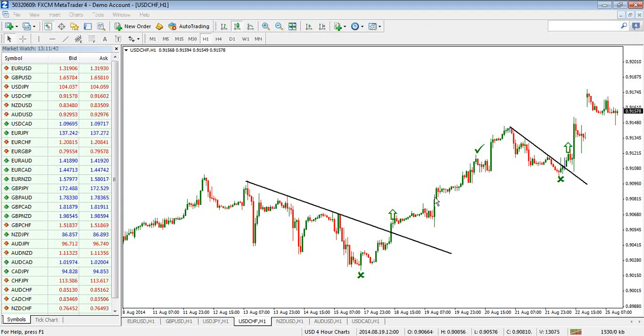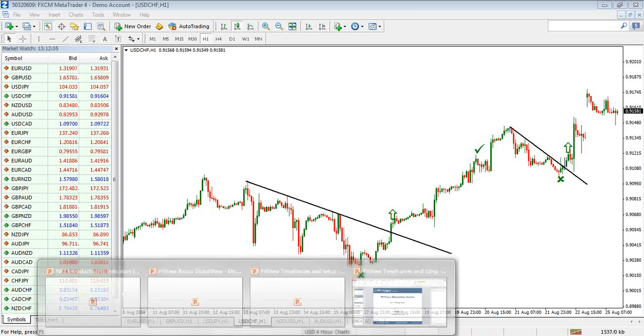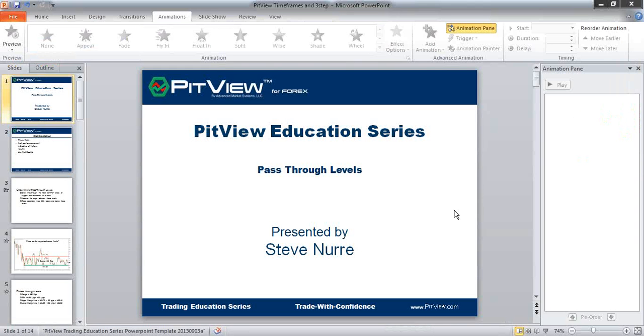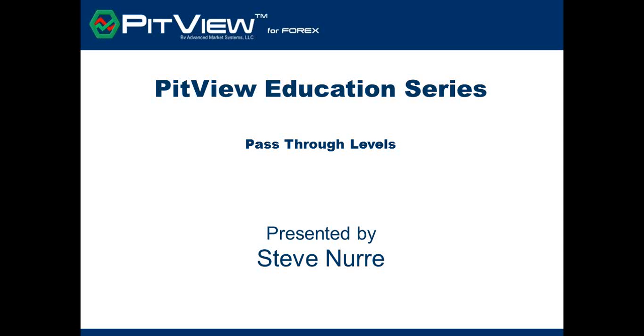So again, very simple strategy. Look for a trend line to form and look for a lonely bar to form for confirmation. Use your PitView to confirm. It can be as simple as just green and red. A lot of the purpose of what I try to go through in this intermediate style PitView class is just very simple strategies that you can utilize PitView in. So with that being said, I'm going to go ahead and pull up my PowerPoint here for the day, and we'll come back to the screen here in just a second.